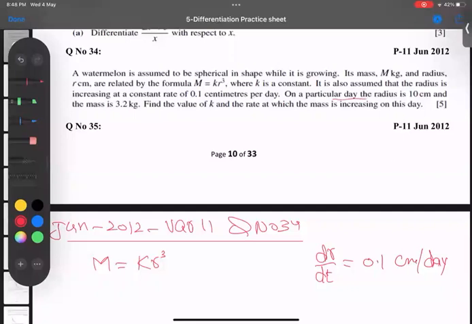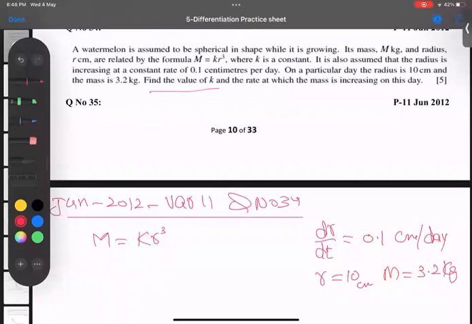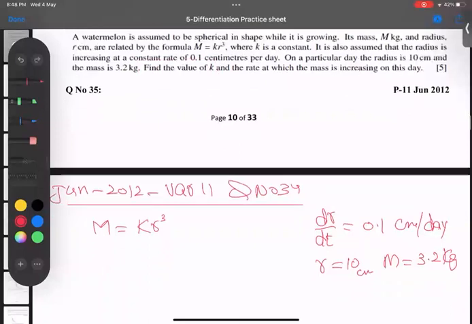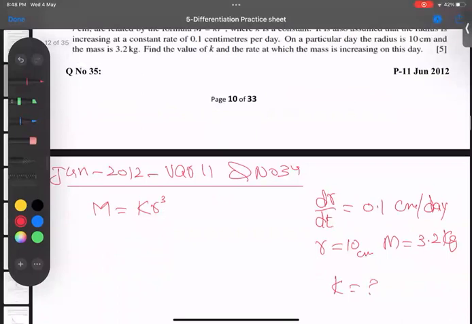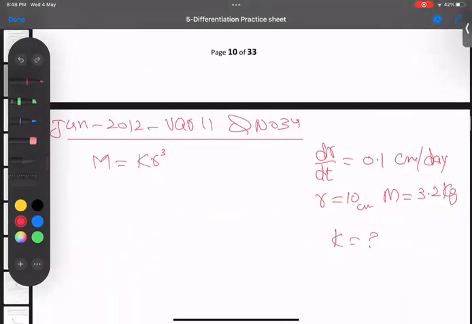On a particular day, the radius is 10, it means when the radius is 10, and the mass is 3.2. On a particular day, we have been given these two conditions: 3.2 kg and r is 10 centimeters. So first job is to find k. Second job is asking us the rate at which the mass is increasing, so dm by dt. So we have two jobs here. Let's try to find it.